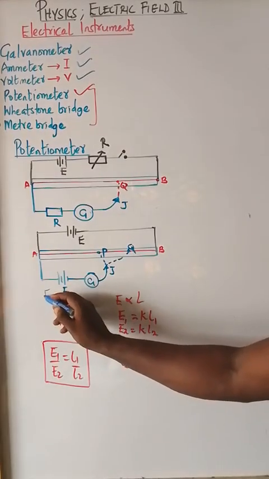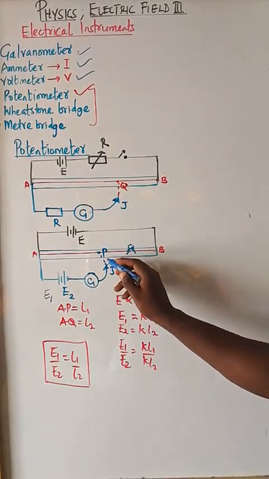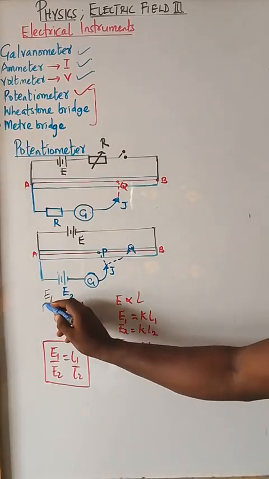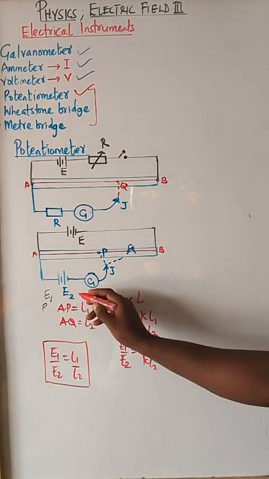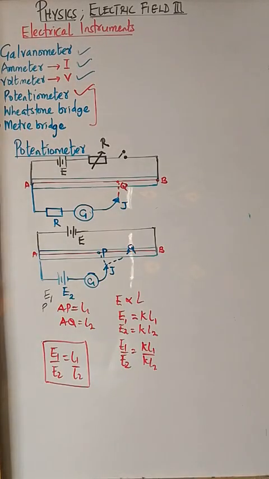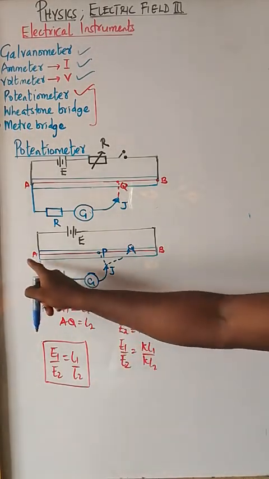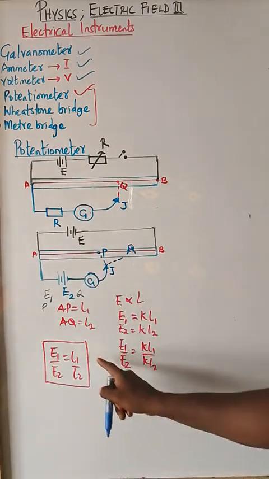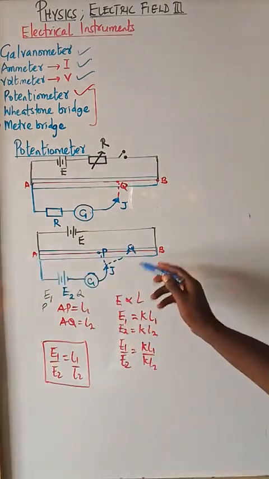So the first cell is E1, and that E1 is the one that gives us this P. So let me write P beside it. This E2 is the one whose deflection gives us Q. Let me write Q beside it also. So AP is the length for E1. After I remove E1 and put E2 there, AQ is the length for E2.